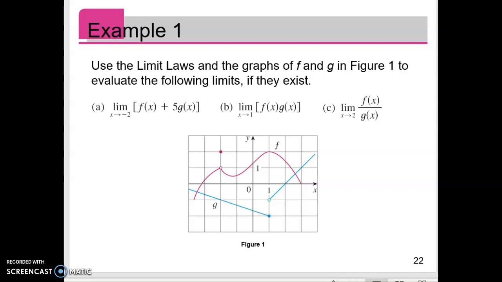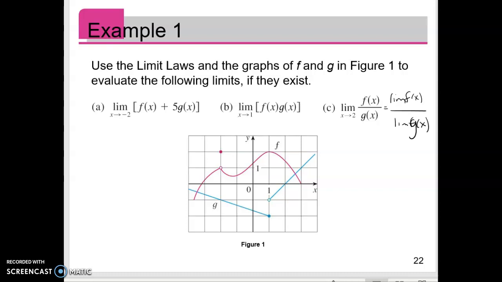Okay, so I'm going to skip this slide. Basically, this is an exercise in determining when to use those properties. As I figure out if I want to use the property, I just break it up into the limit of f and the limit of g, and I do one at a time.